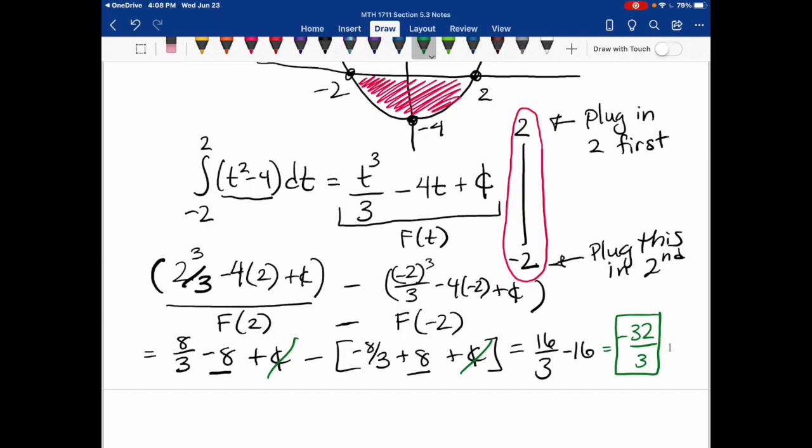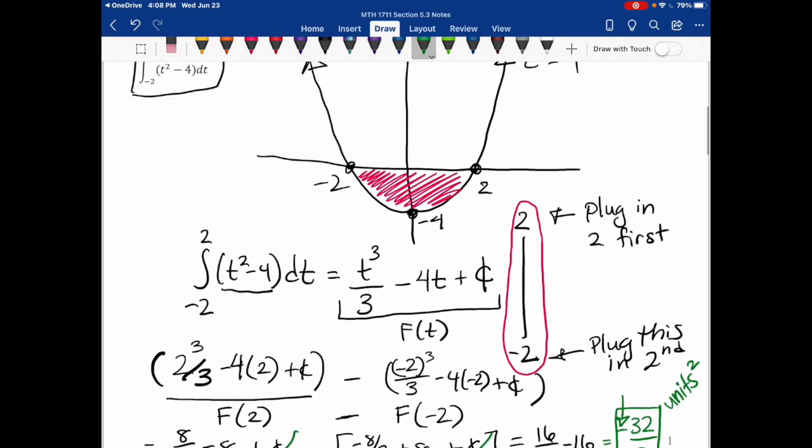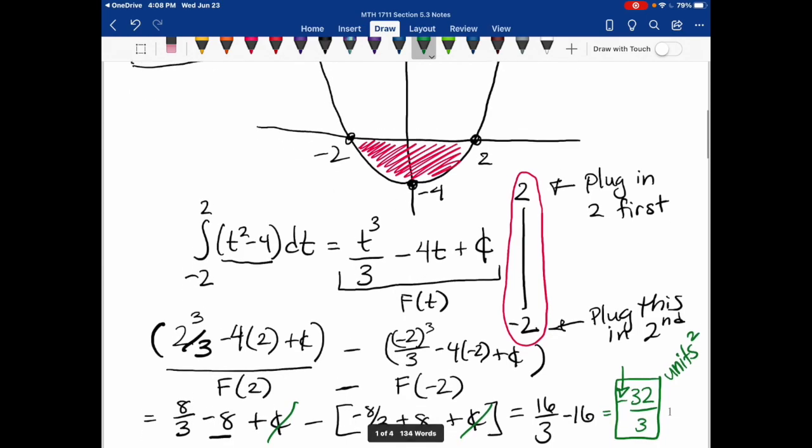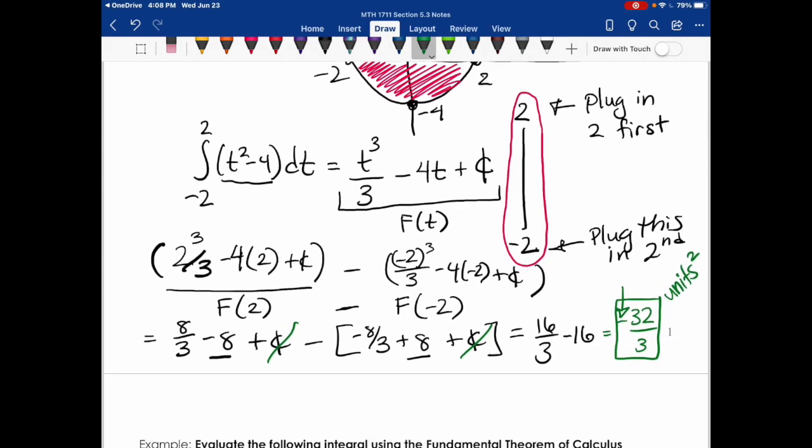So whatever units this is supposed to be in, if this was in the context of a problem, we want to make sure, since this represents area, it's going to be units squared. Now, remember I said anything that's below the x-axis is considered a negative area. It doesn't mean that the area itself is negative, it's just indicating the location of the area. So if you notice, this area is below the x-axis, and that's why it came out to be negative. So just keep that in mind, that the area isn't necessarily negative, it just indicates the location of the area.